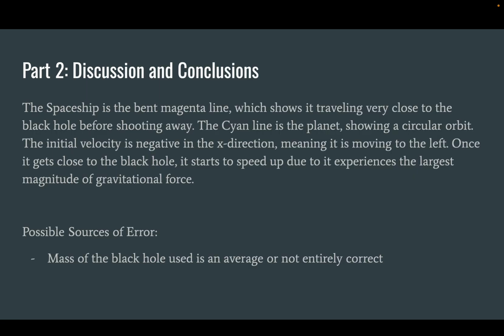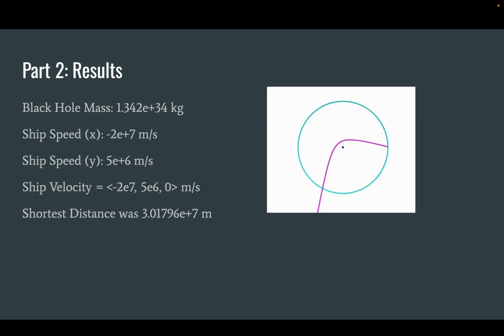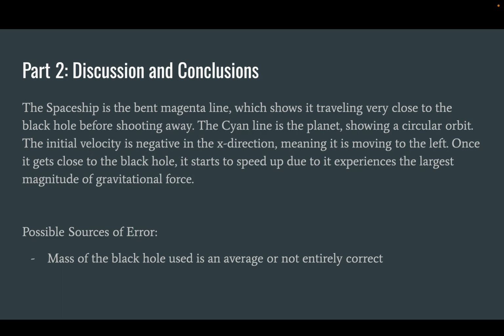As seen, the spaceship is the bent magenta line, which shows it traveling very close to the black hole before shooting away. The cyan line is the planet, showing the circular orbit. Because our initial velocity is negative in the x direction, this means it's moving to the left. Once again, once it gets close to the black hole, it starts to speed up due to it experiencing the largest magnitude of gravitational force.